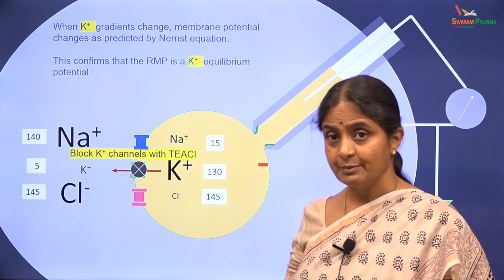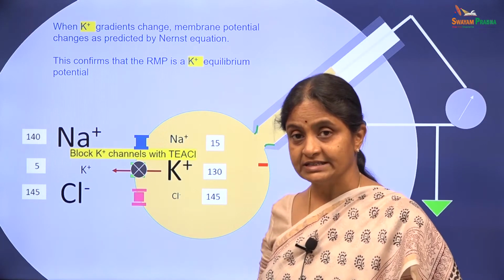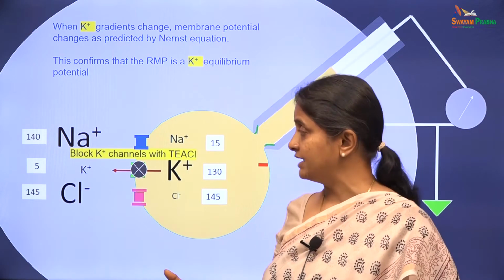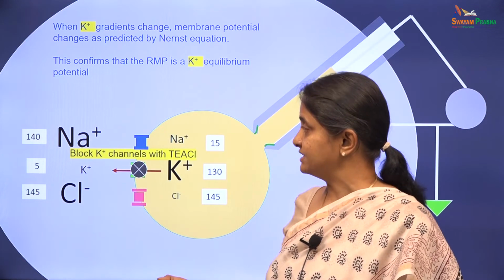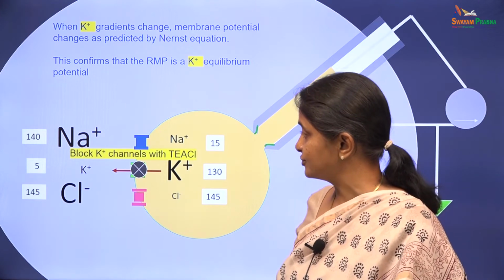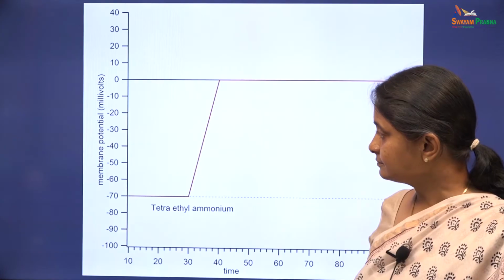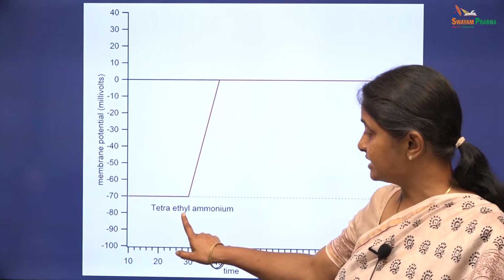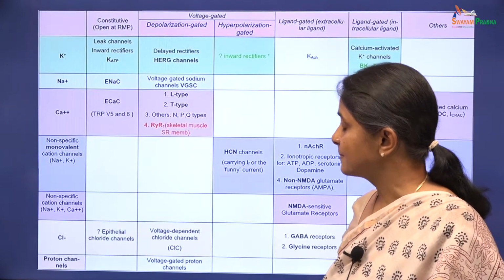Another way to test the hypothesis is you can block the potassium channel with blockers like tetraethylammonium chloride, and then again the membrane should completely depolarize. That's what you will see. There won't be any potential difference across the cell. So, even if you use tetraethylammonium, the cell will depolarize completely.